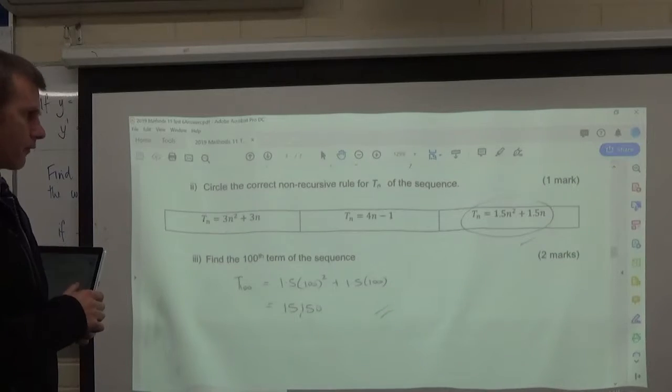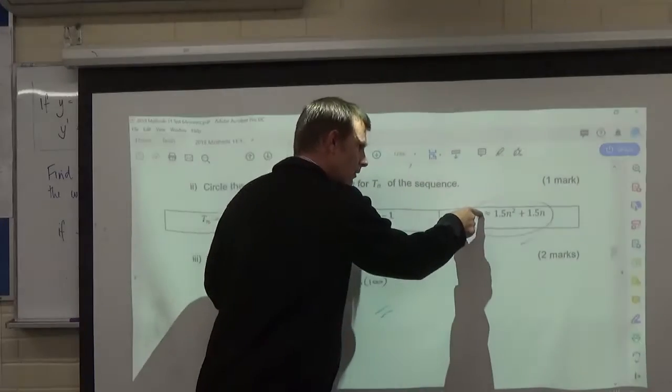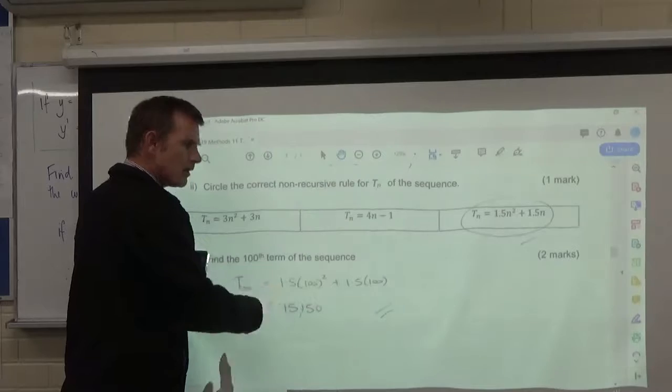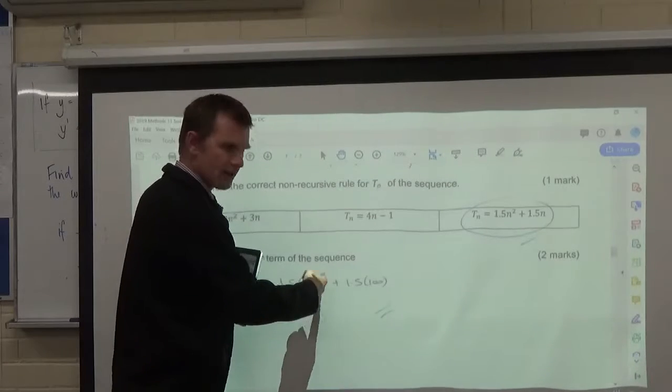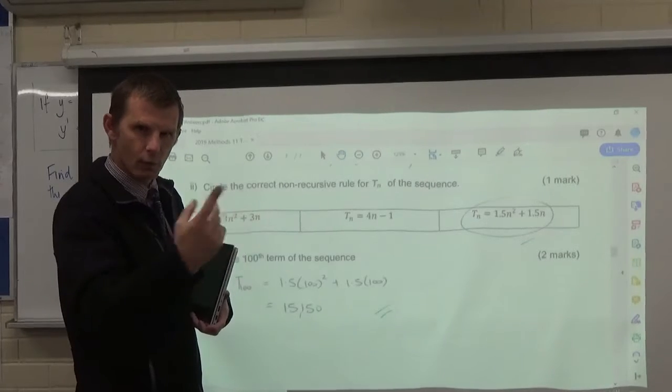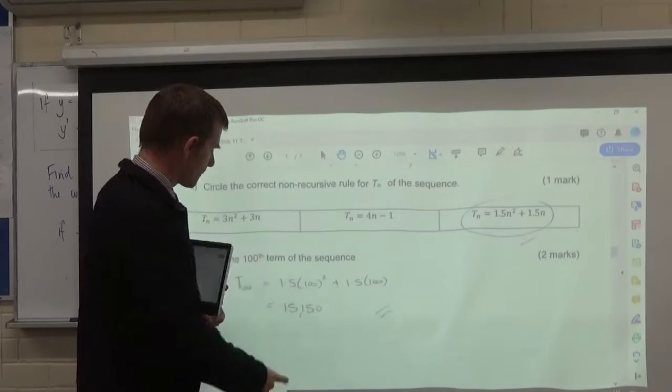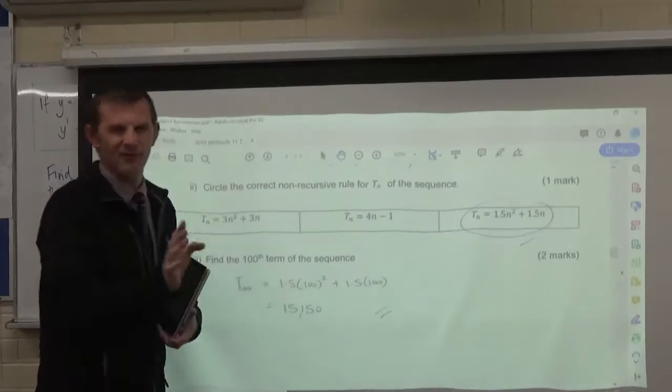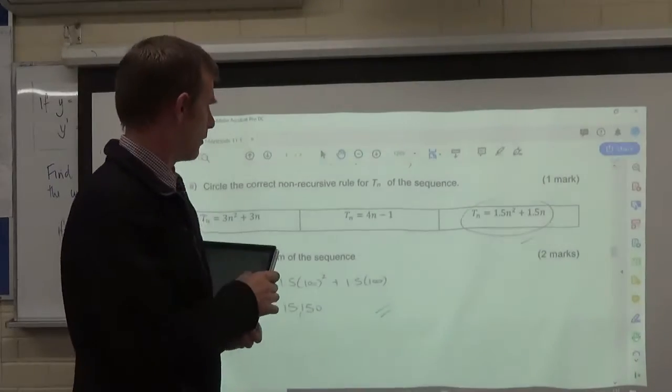Find the 100th term. Well, now that you know that, can't I just put 100 into there? There were a few mistakes here, people forgetting how to square 100. It's 10,000. 1 times 1 is 1. Add your 4 zeros, done. And then add another 150. Few errors there, but they were just arithmetic ones.